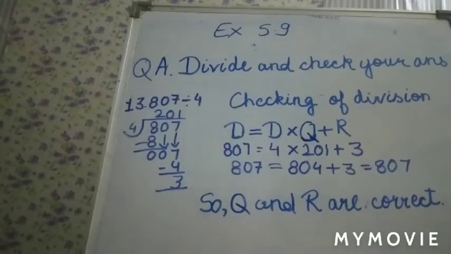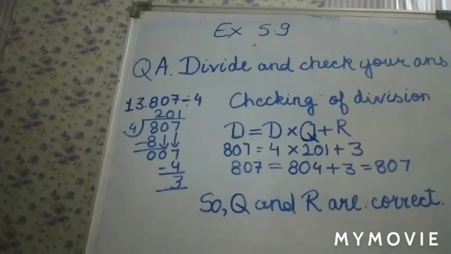Now the 13th one is 807 divided by 4. So first you will divide 8 by 4. 4 twos are 8. 8 minus 8 is 0. Then take 0. 4 zeros are 0. Then take 7. 4 ones are 4. 7 minus 4 will be 3. So here we are getting quotient 201. Remainder is 3. Divisor is 4 and dividend is 807.